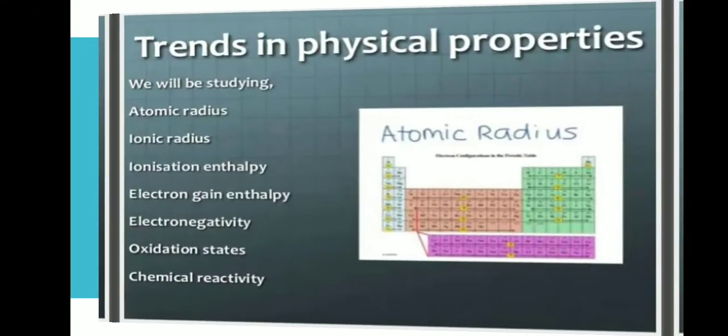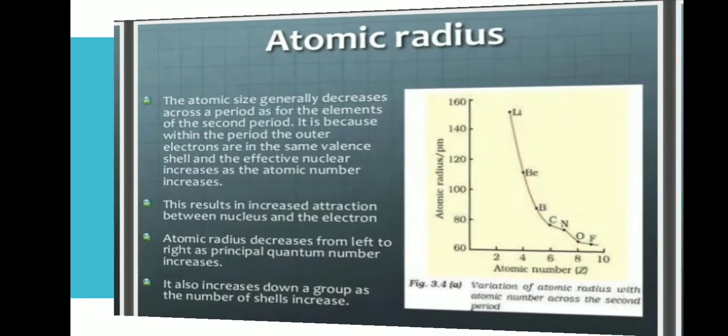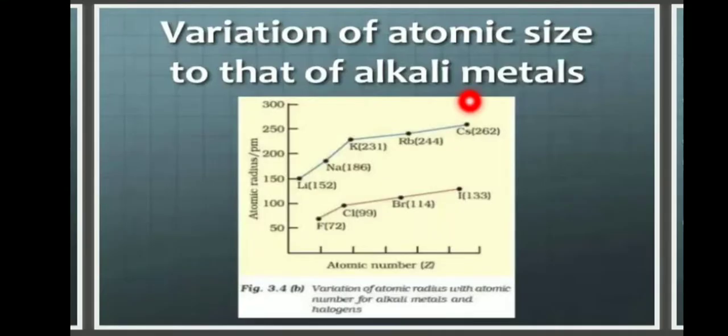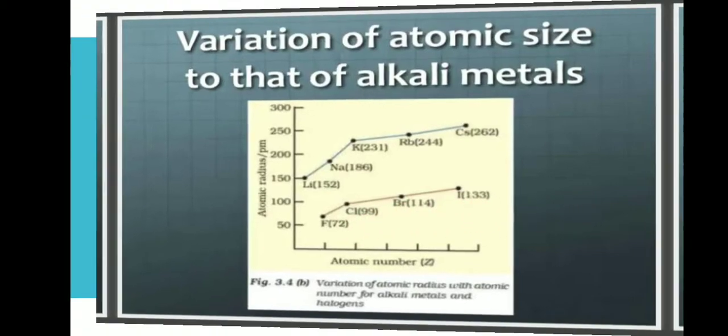Next one. Variation of atomic size for the alkali metals: lithium, sodium, potassium, rubidium, cesium. Atomic radius 152, 186, 231, 244, 264. Atomic radius increases down the group. For the halogens, the pattern is similar: fluorine, chlorine, bromine, iodine.